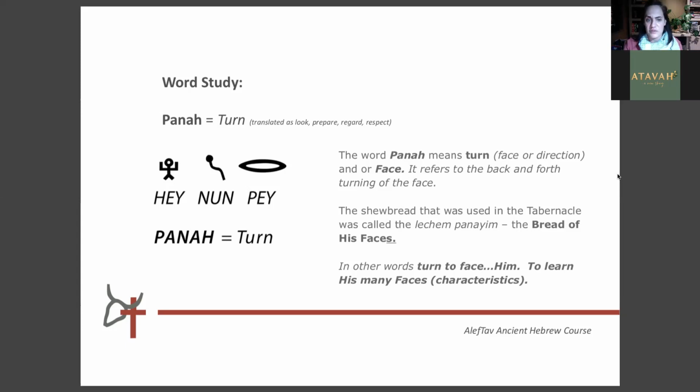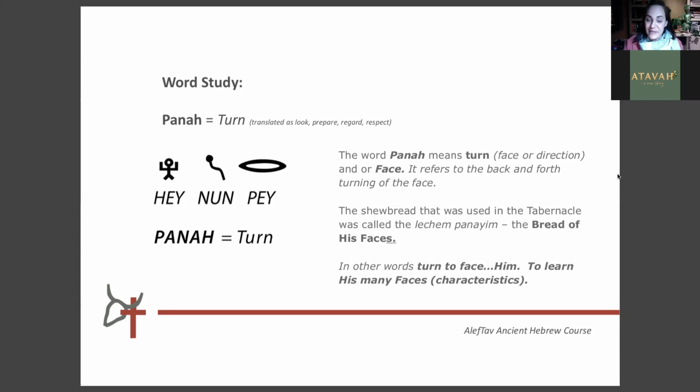So pana means to turn, but it's also translated as to look, to prepare, to regard, and to respect. Meaning, if I say it is also translated as look, it's literally to turn your head and look in a certain direction. So to change direction and look from one place in a specific direction. So it also means face, because it means to turn your face towards someone or something.